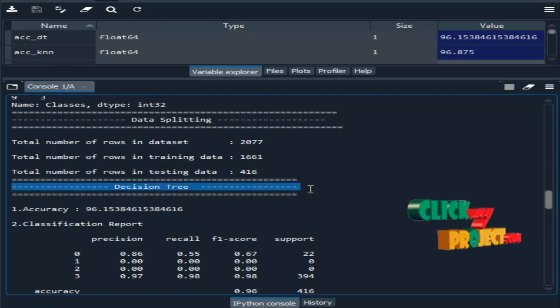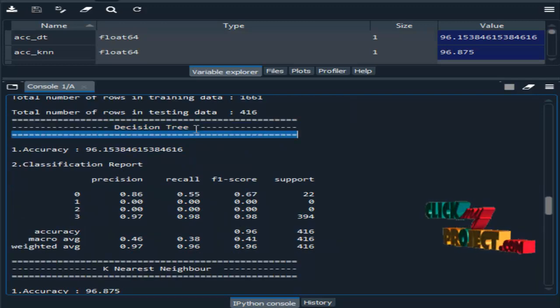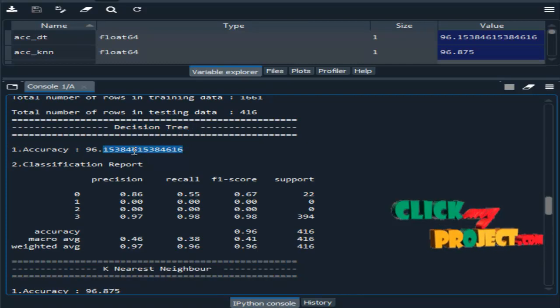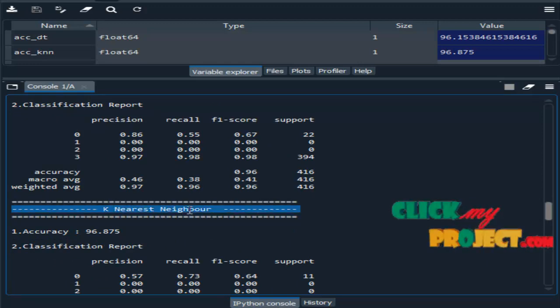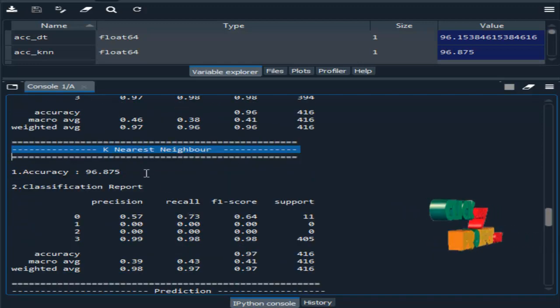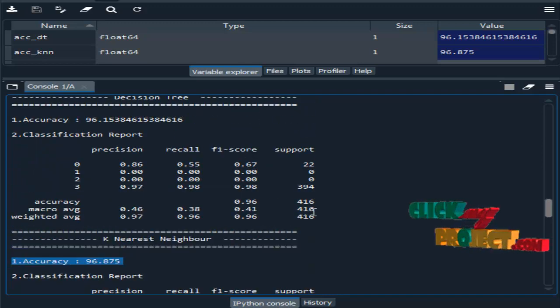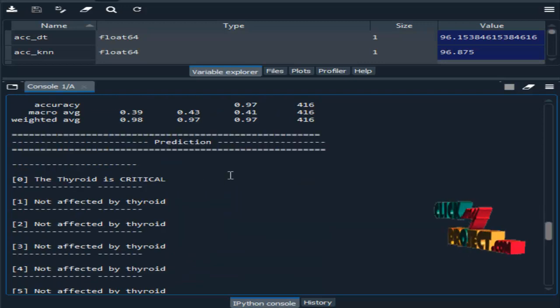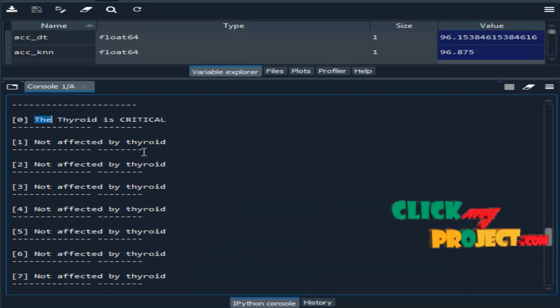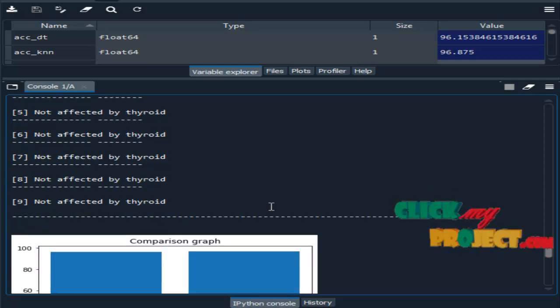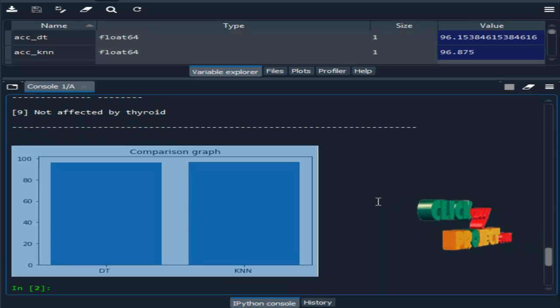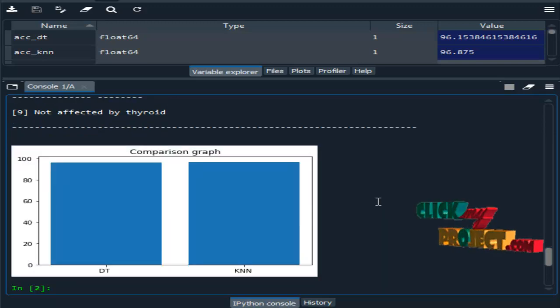Then we implement the machine learning algorithms. With the decision tree, we got 96% accuracy. After that, KNN. With the help of this algorithm, we got 96.8% accuracy. So when compared with these two algorithms, KNN is more efficient. Then prediction. These are the test data. We just have to predict whether it is critical or not affected by thyroid. Then we compare these two algorithms in the form of visualization. So this is the output of our project.